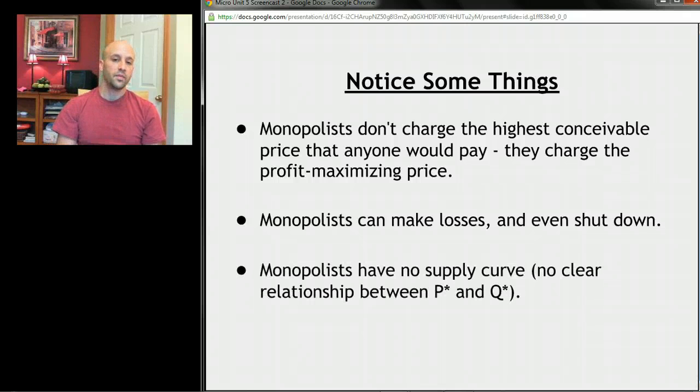And then finally, you'll notice that there's really no clear supply curve for a monopolist. Unlike a supply curve in a perfectly competitive industry, there's no one-to-one relationship between price and quantity. Because the monopolist is doing this funky little thing of going to its profit maximizing quantity and then jumping up to the demand curve to find its price, there's no real clear relationship between price and quantity for a monopolist. There's no real clear supply curve for a monopolist.